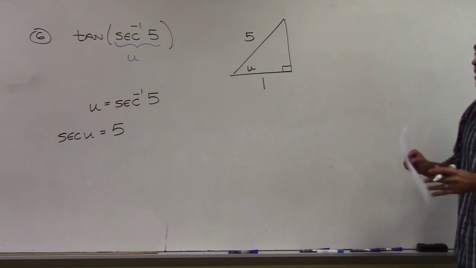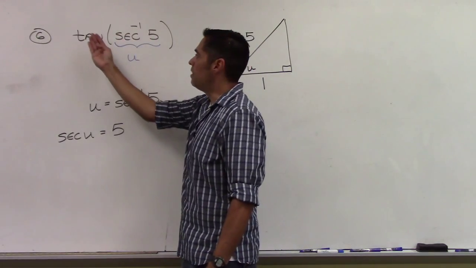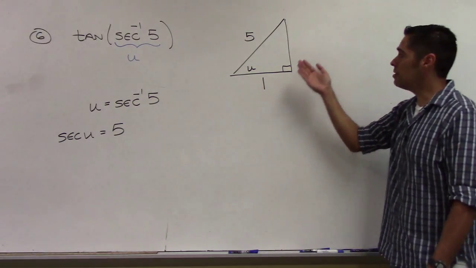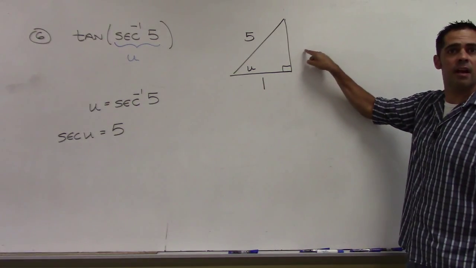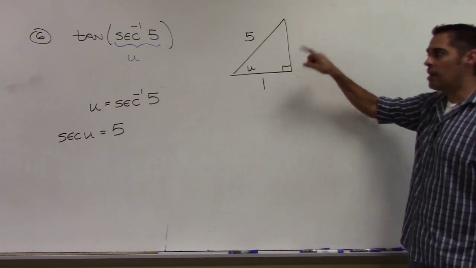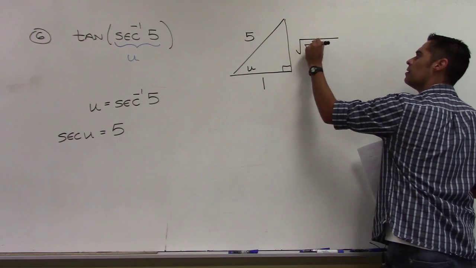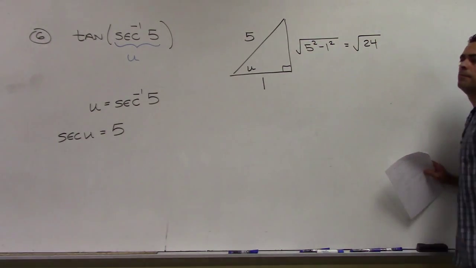Now, the reason why I want that is because what is this question really asking me? What is tangent of U? Here's your picture. Tangent is this, right? So you just need to find that side, which again, you could do Pythagorean. If you do Pythagorean, it's actually this, square root of 24.